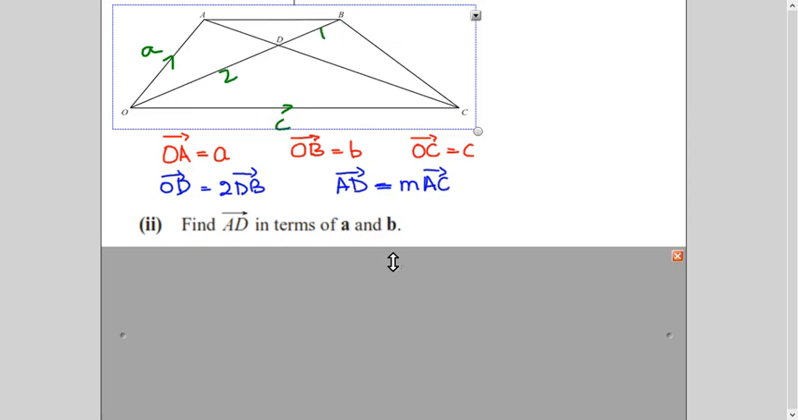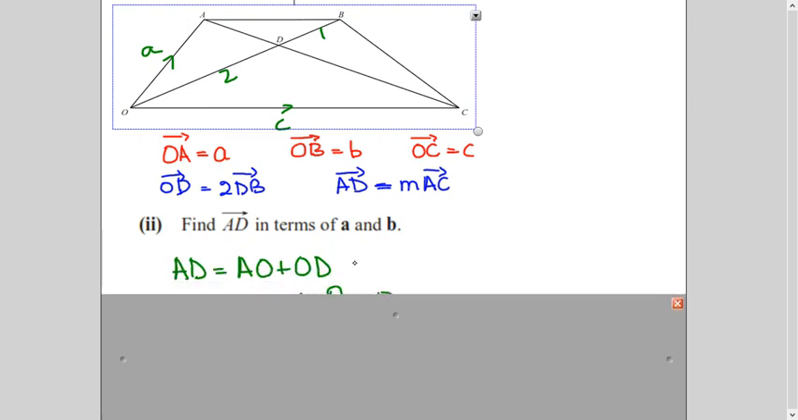I'm talking in general. So let's see what we will do here. You can say that AD is equal to AO plus OD. In vectors you are taking another path. Mostly we take the path on which we know the vectors. So AO is minus A, fine. But how will you write OD in terms of B? You can say OD is 2/3 of OB.